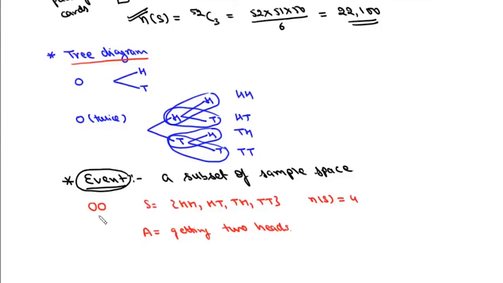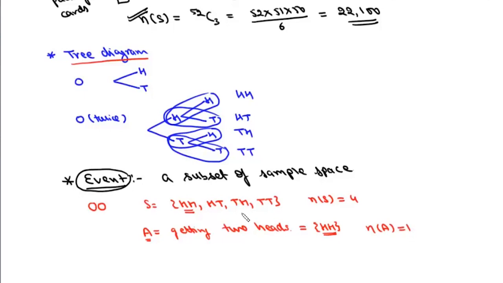Now when we perform this random experiment, this event A will occur if we get this result. That means for this event A, the favorable outcome is HH. So the number of elements in this set A is simply 1.